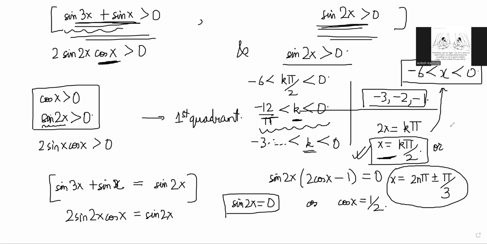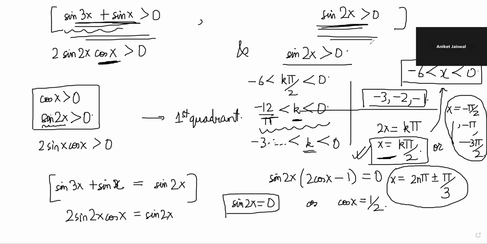In these integers, x is becoming either minus pi by 2 or minus pi or -3 pi by 2, right? Correct? Do you understand what I'm saying right now? At those values, sine is negative. You can see minus pi by 2, it will become 0, which is still not satisfying. So it doesn't satisfy this condition definitely, right?